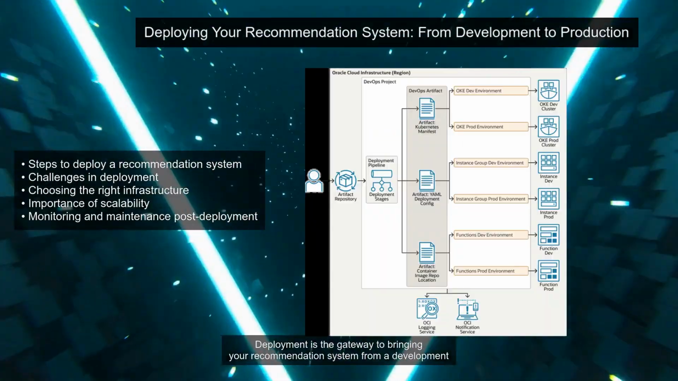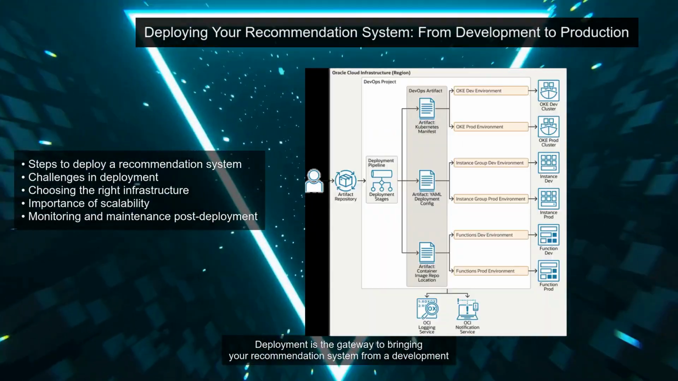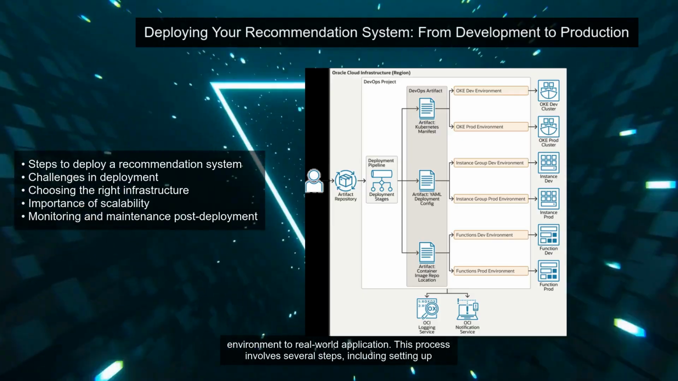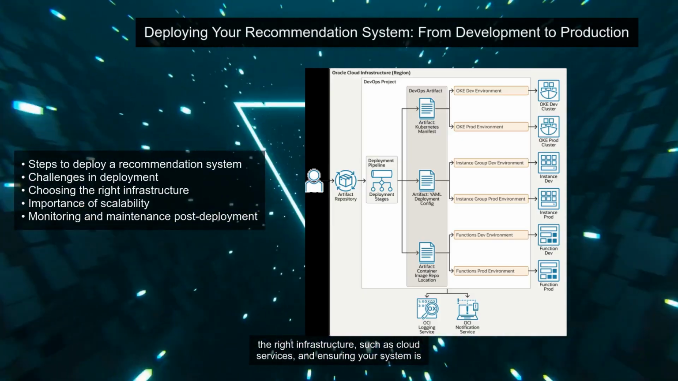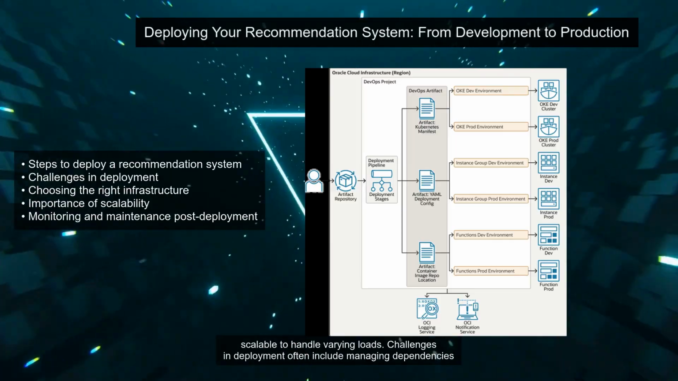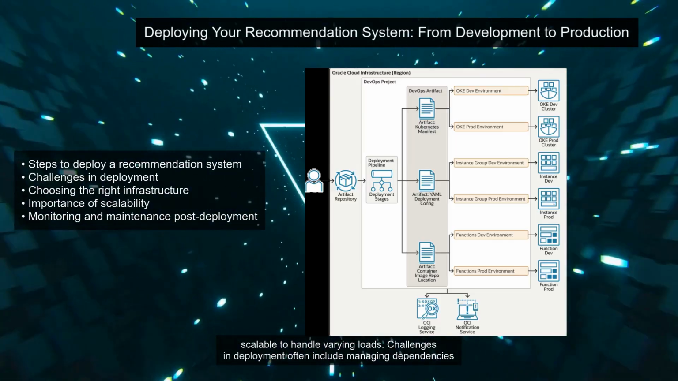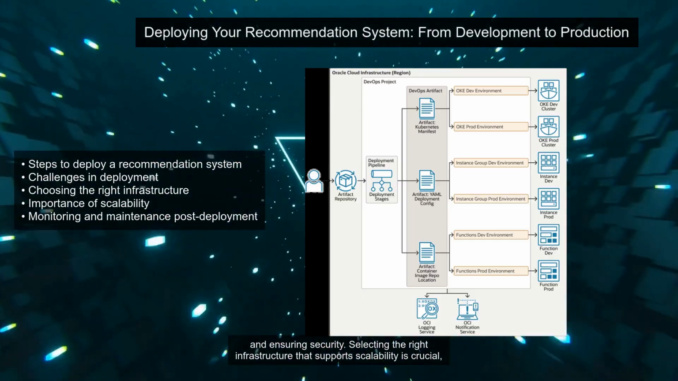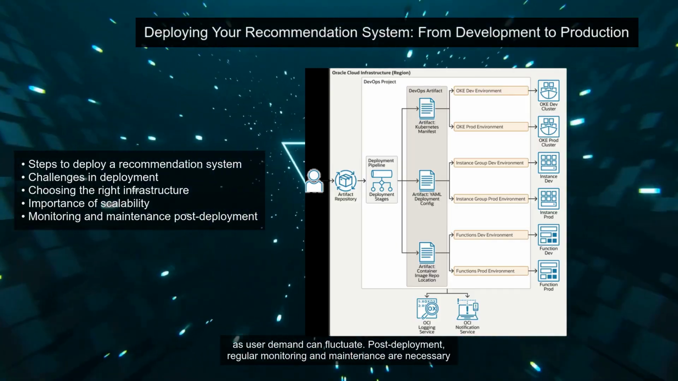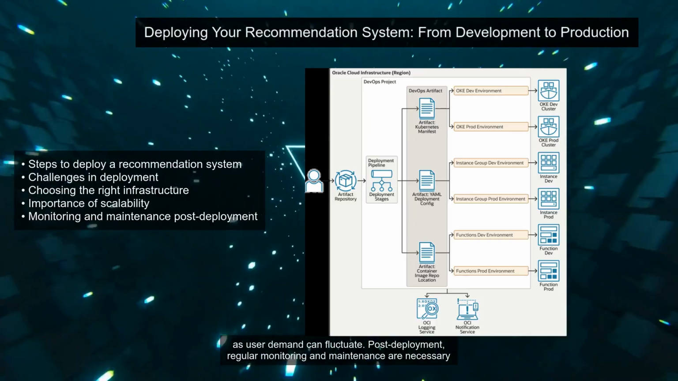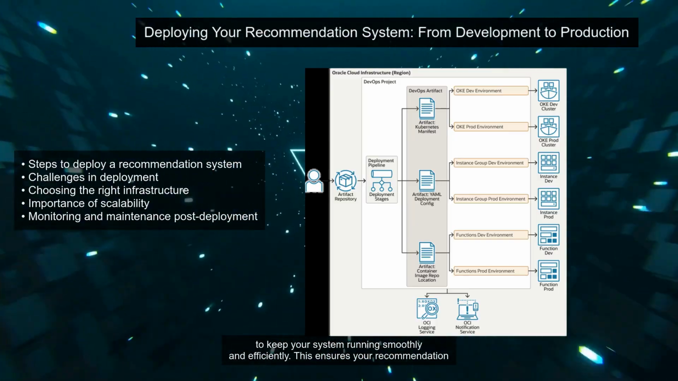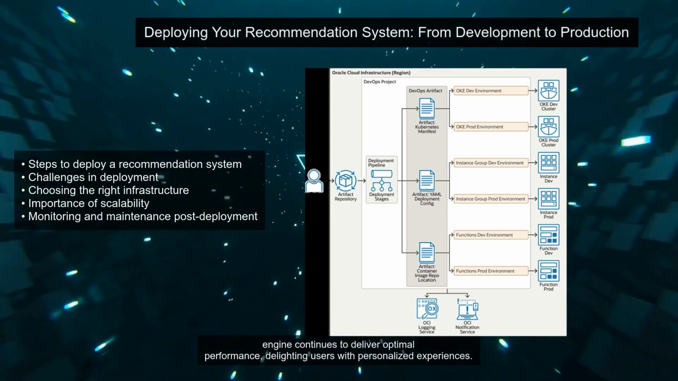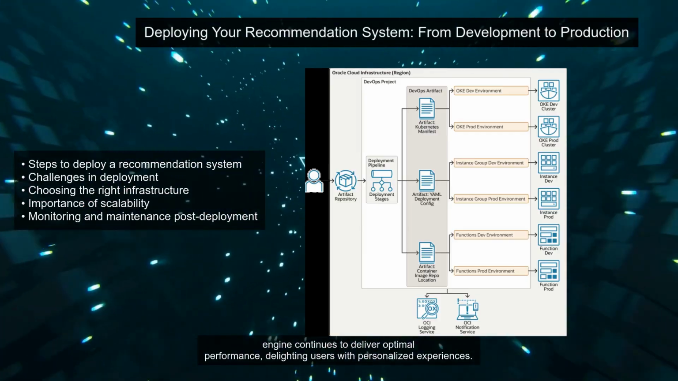Deployment is the gateway to bringing your recommendation system from a development environment to real-world application. This process involves several steps, including setting up the right infrastructure, such as cloud services, and ensuring your system is scalable to handle varying loads. Challenges in deployment often include managing dependencies and ensuring security. Selecting the right infrastructure that supports scalability is crucial, as user demand can fluctuate. Post-deployment, regular monitoring and maintenance are necessary to keep your system running smoothly and efficiently. This ensures your recommendation engine continues to deliver optimal performance, delighting users with personalized experiences.